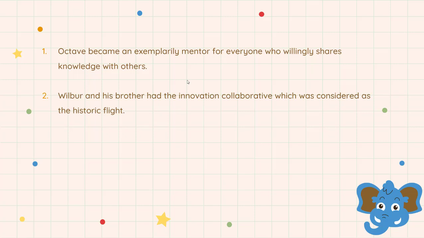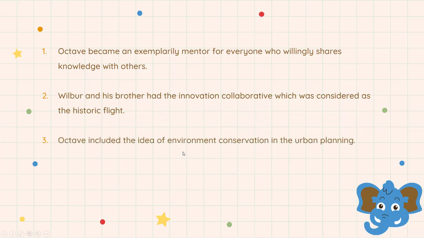Wilbur and his brother had the innovation collaborative, which was considered as the historic flight. We have this one, the innovation collaborative. We have adjective clause here. Adjective clause means that it modifies the noun. So collaborative is not the noun. That's why we have the innovation here. So the position must be the collaborative innovation. So the innovation is the noun that is modified by the adjective clause.